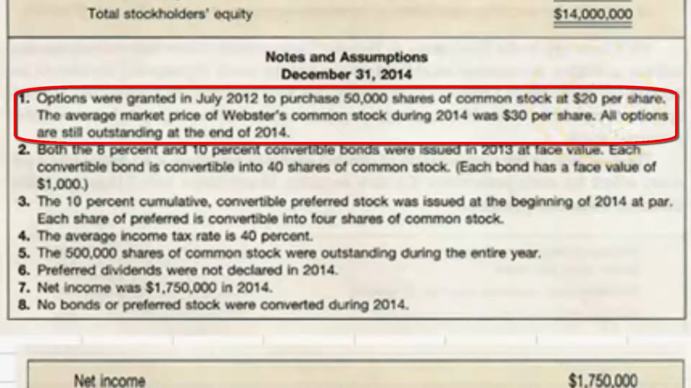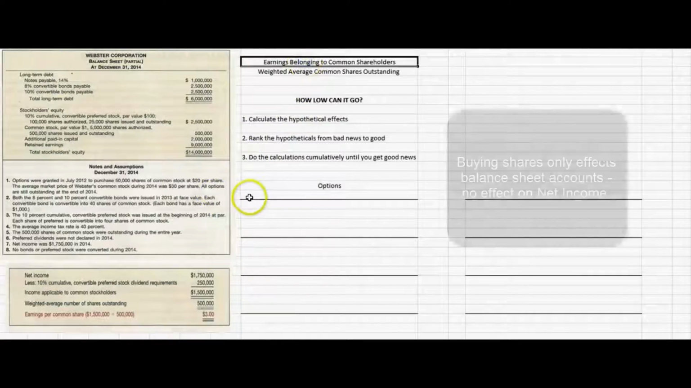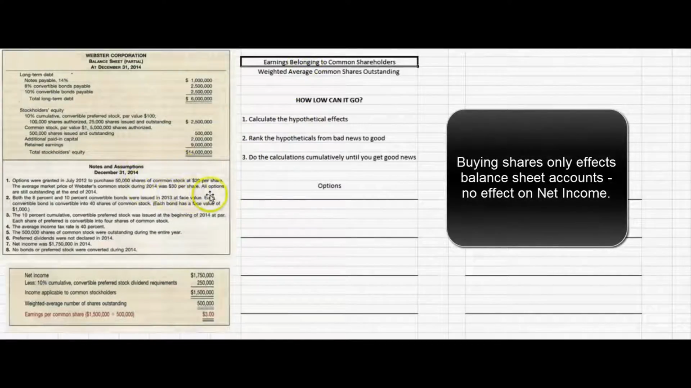This company had 50,000 shares that could be purchased for $20 per share. The average market price was $30 per share, but nobody exercised their options. So let's calculate the hypothetical effects of those options. What would that do to the numerator? If they bought these shares, it wouldn't change net income one way or another.